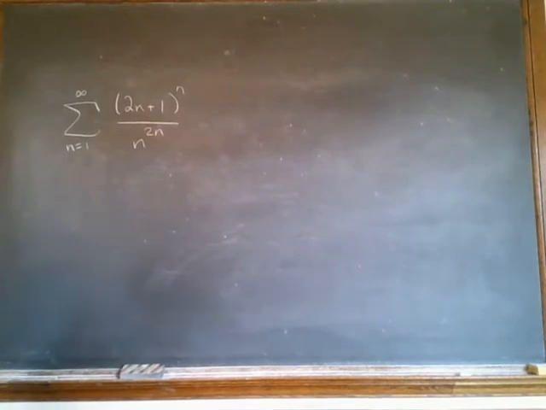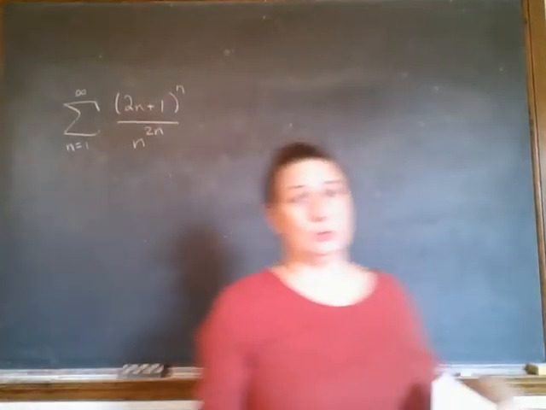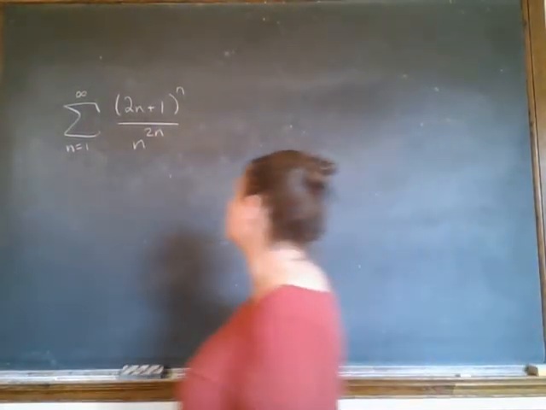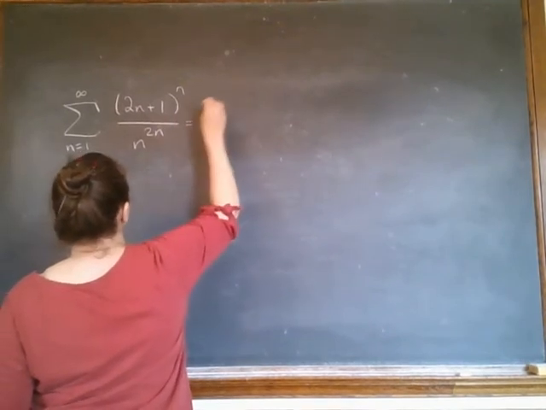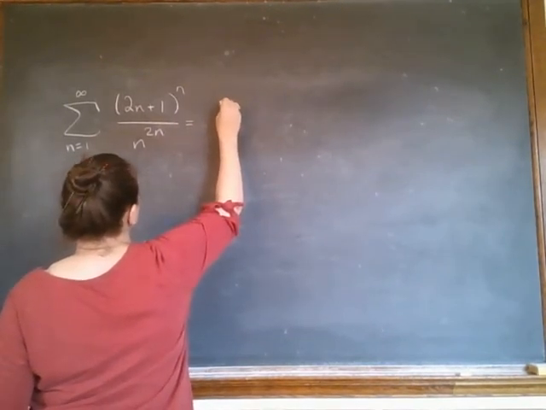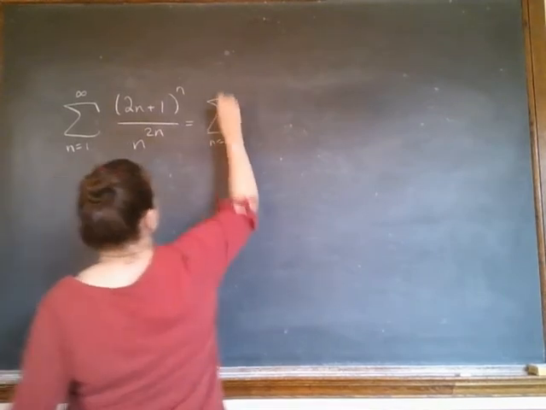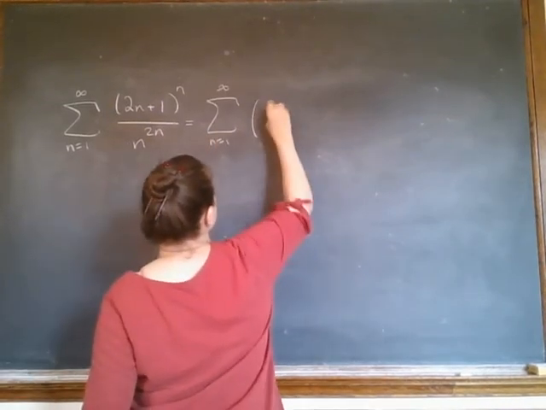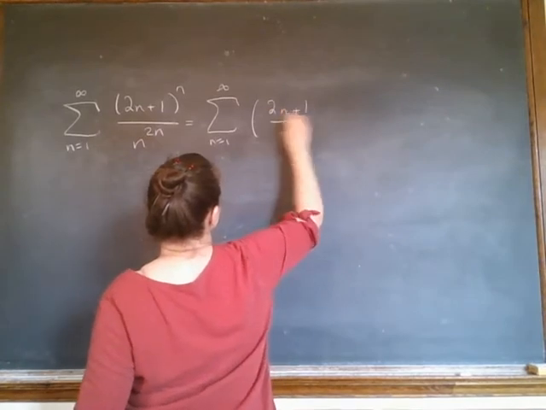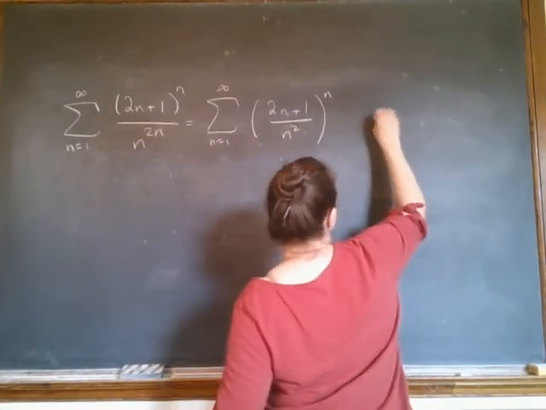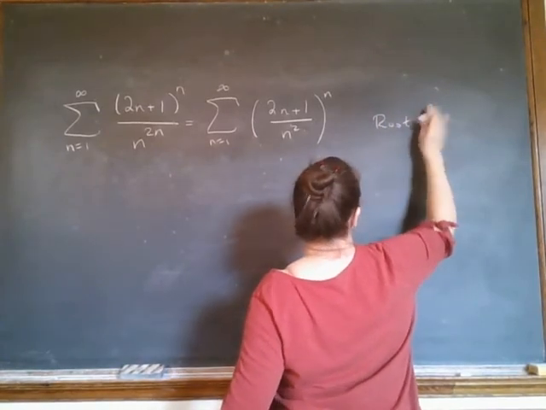Okay, straightforward. This looks like something that's a function to the n, right? I've got n power in the bottom, n power in the top. I can even write it if I want, like that. So, root test.